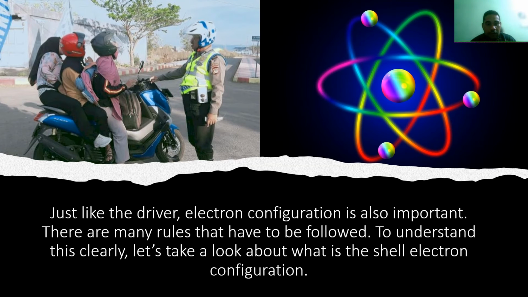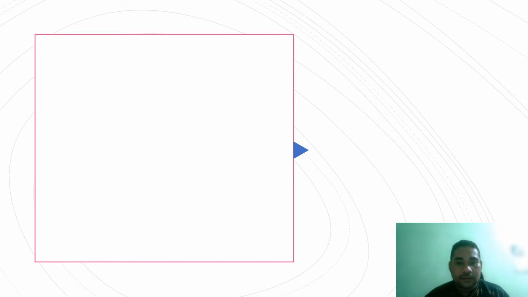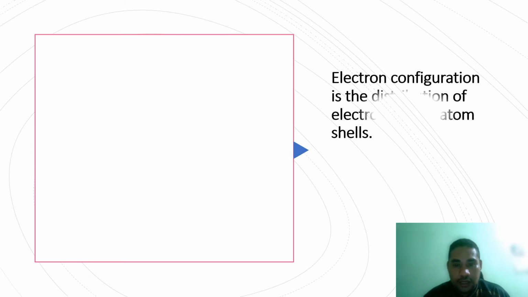Just like the driver, electrons are also important. There are many rules that have to be followed. To understand this clearly, let's take a look at what shell electron configuration is. Electron configuration is the distribution of electrons in the atom's shells.